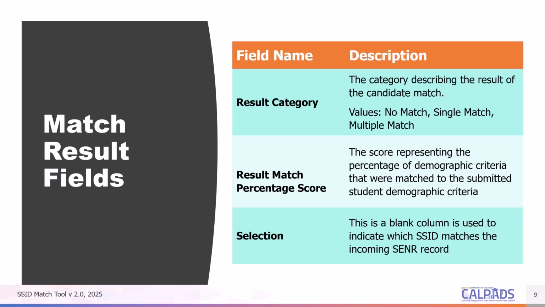There is also the result match percentage score, the score representing the percentage of demographic criteria that were matched to the submitted student record's demographic criteria. And finally, we have the selection field. This is just a blank column used to indicate SSID matches in the incoming SENR record.